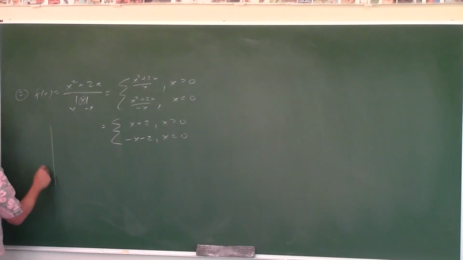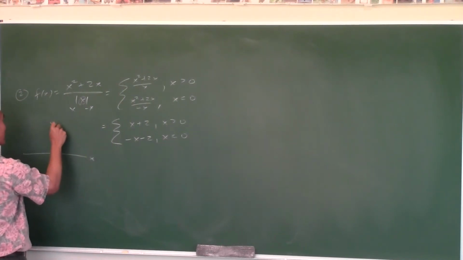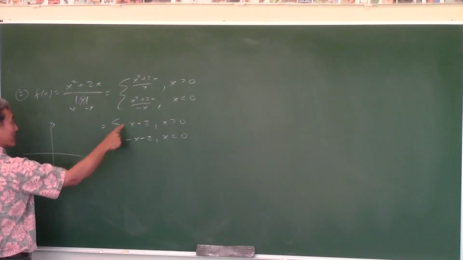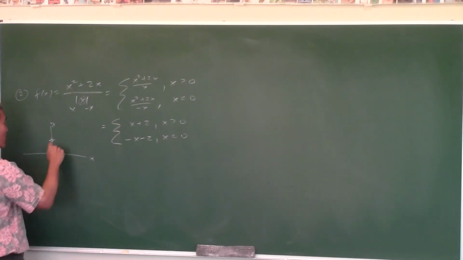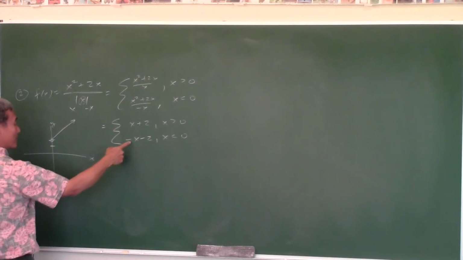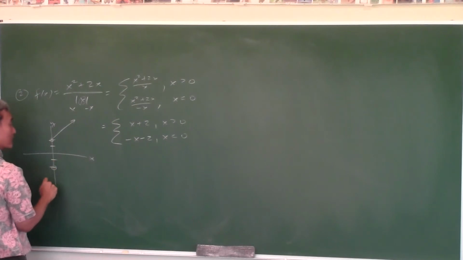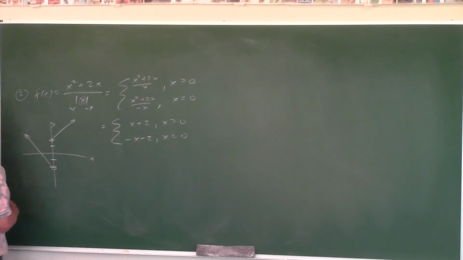Yup. So the graph. These are just lines, people. So if I plug 0 into here, you get 2, and the slope is 1. And if I plug 0 into that, you get negative 2, and the slope is negative 1. Okay, now answer the question.